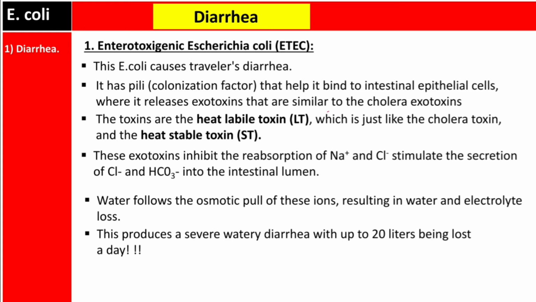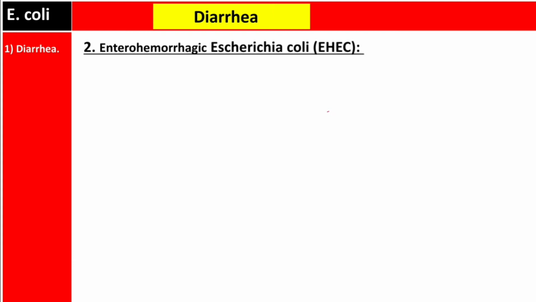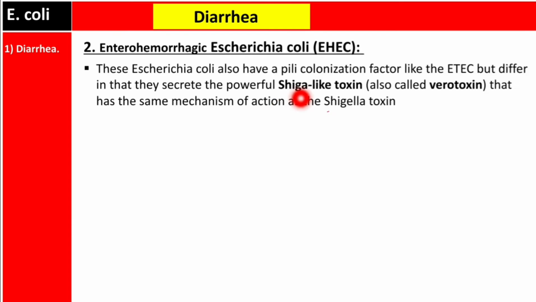Number 2, we have enterohemorrhagic E. coli or EHEC. This E. coli also has pili for colonization, just like ETEC, but differs in that it secretes a powerful Shiga-like toxin, also known as verotoxin, that has the same mechanism of action as the Shigella toxin.